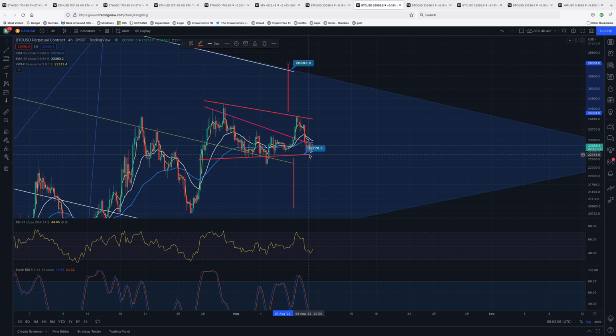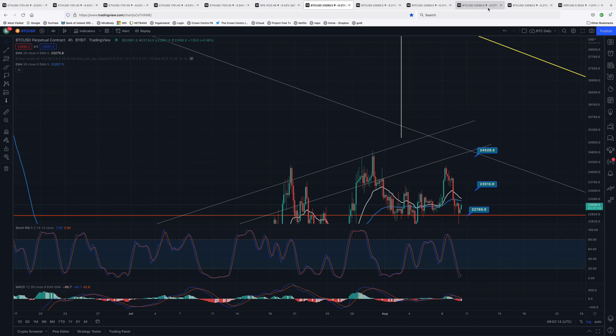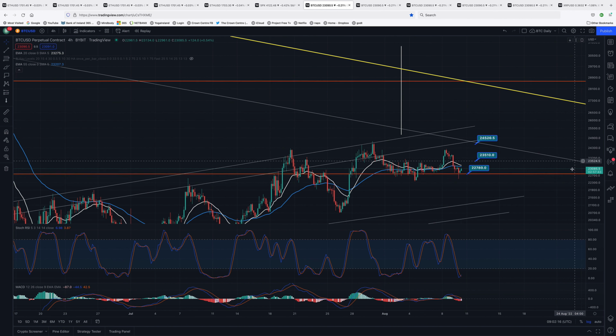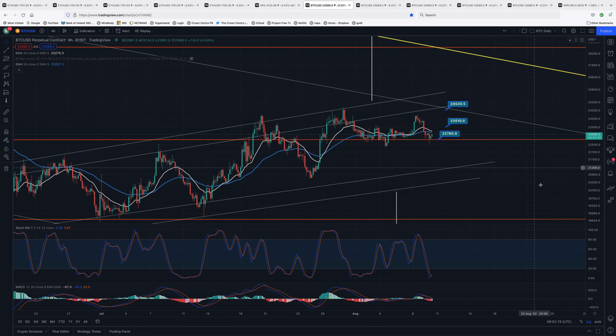There it is, the 4-hour structure. Now, where's my 1 hour? Okay. I won't go to the 1 hour. I'll stay on the 4-hour structure.